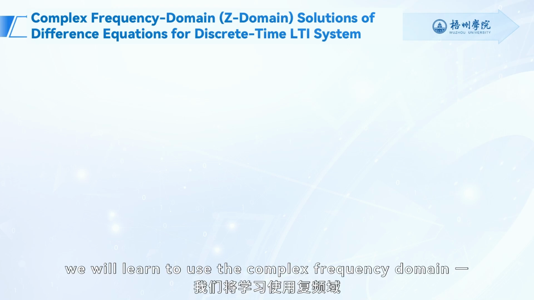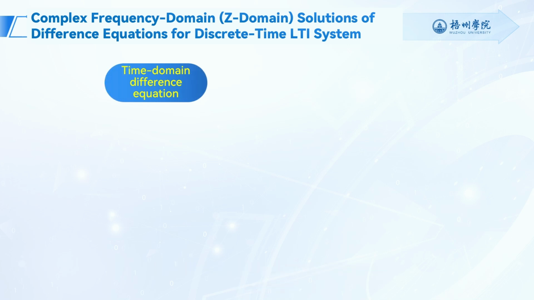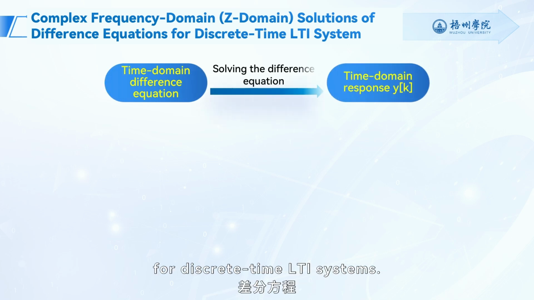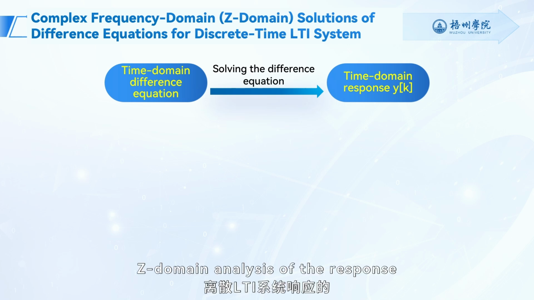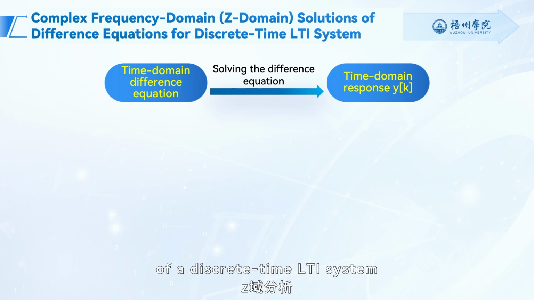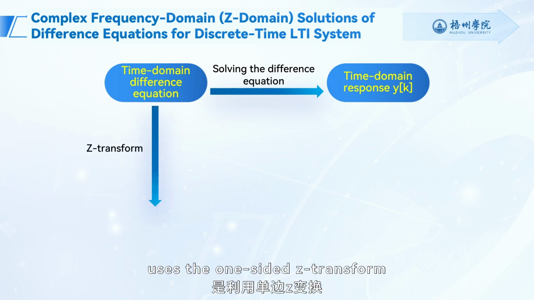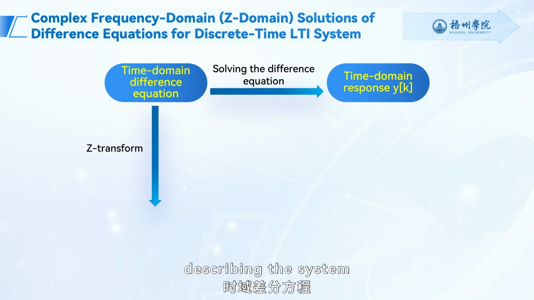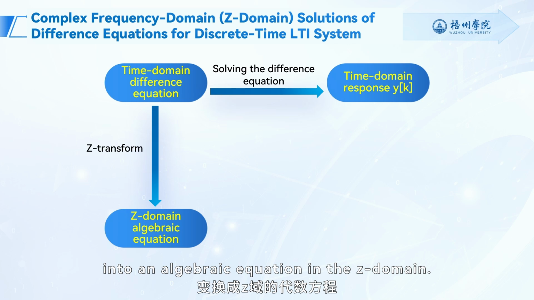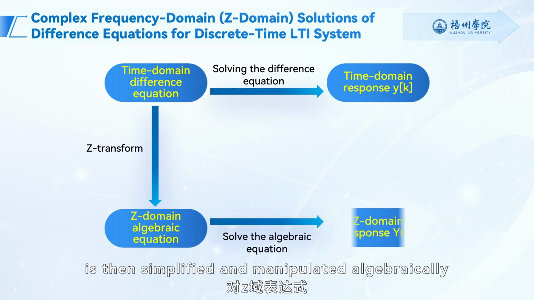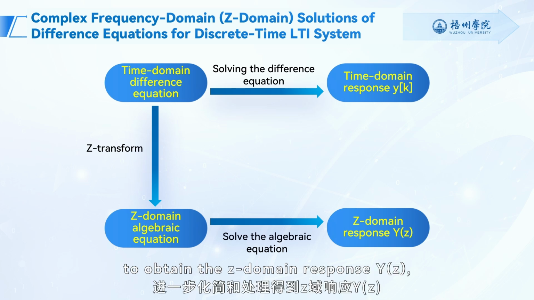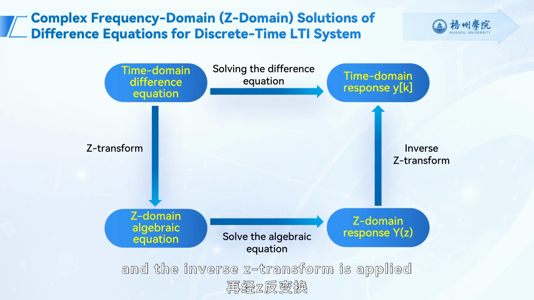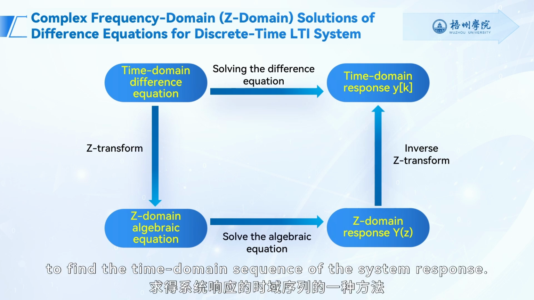In this lesson, we will learn to use the complex frequency domain, that is the Z-domain method, to solve difference equations for discrete time LTI systems. Z-domain analysis of the response of a discrete time LTI system uses the one-sided Z-transform to convert the time domain difference equation describing the system into an algebraic equation in the Z-domain. The Z-domain expression is then simplified and manipulated algebraically to obtain the Z-domain response Y of z, and the inverse Z-transform is applied to find the time domain sequence of the system response.